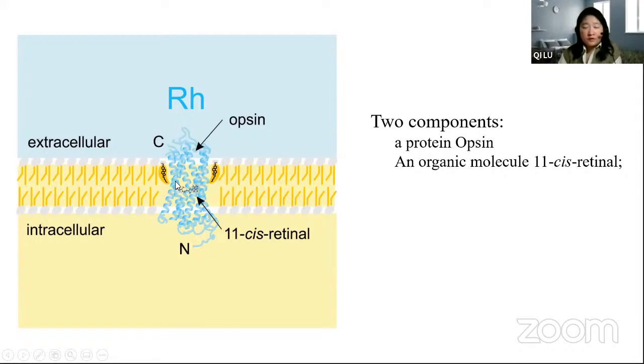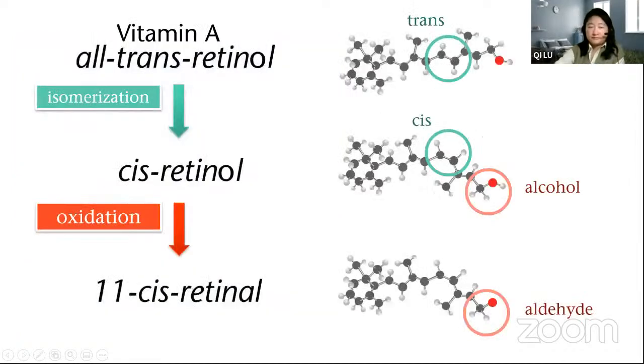Here we can see the rhodopsin molecule, whose C terminal is located within the discs, and the N terminal interacts with the downstream signal pathway, the G protein, also called transducin, within the cytosol. Here is the organic molecule, 11-cis retinol. It comes from vitamin A after two steps of chemical change. The first step is isomerization, where all-trans retinol changes to cis-retinol, so the difference is here. The second step is oxidation, and this part is changed to this part.